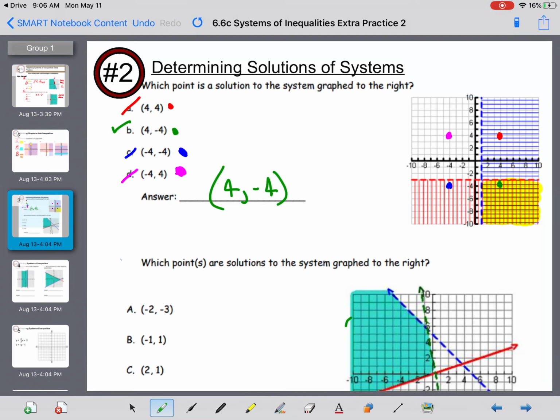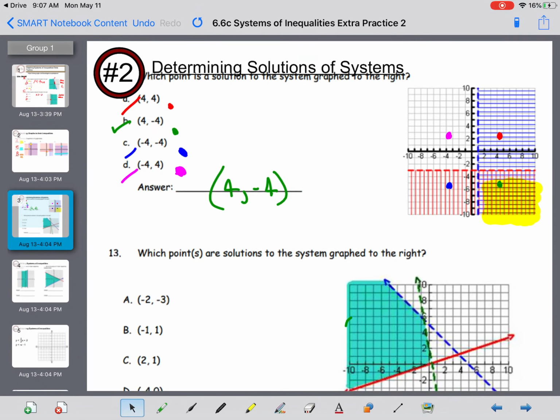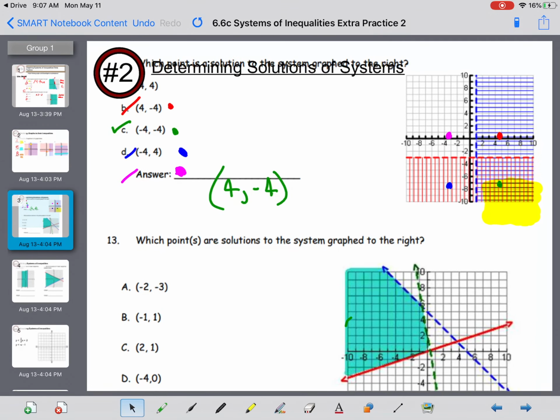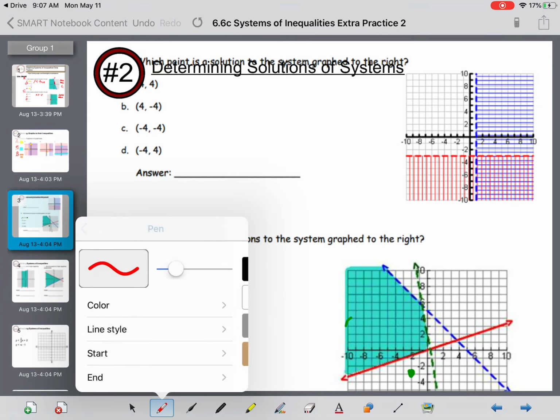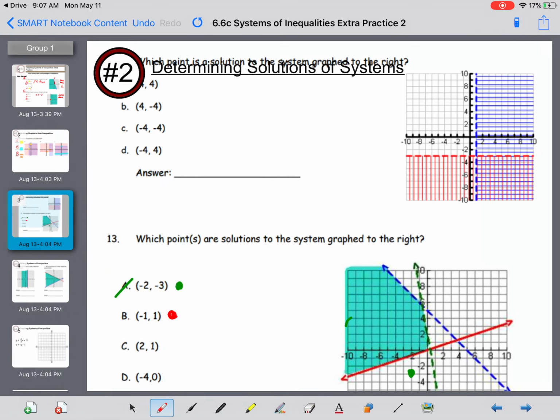Which points are solutions to the system for the second question? Well, they were nice enough to highlight it in this blue region for us, and we're going to do the same thing. And I can't see my D value. There we go. I'm just going to slide it up a bit for a second. Get rid of this because it doesn't line up. Okay, so we have A, which is -2, -3. Left 2, down 3. And A does not fall in that shaded region.